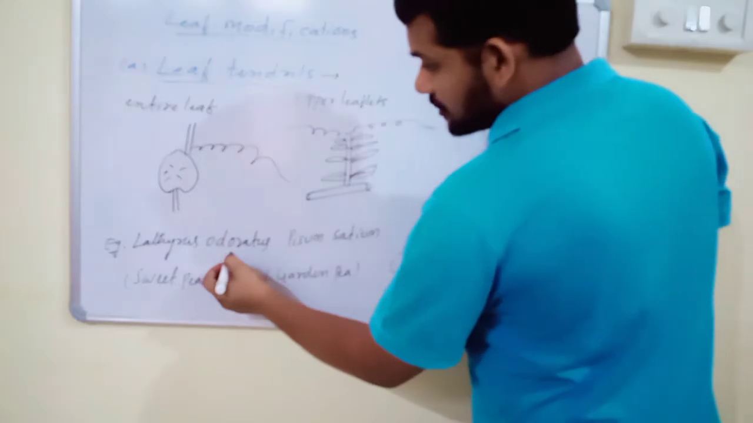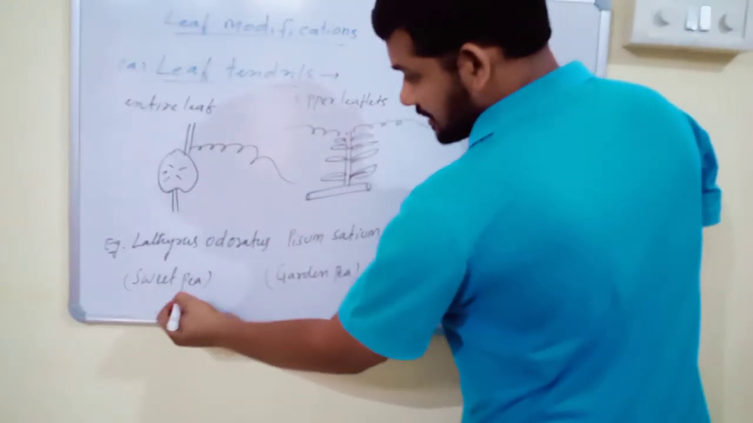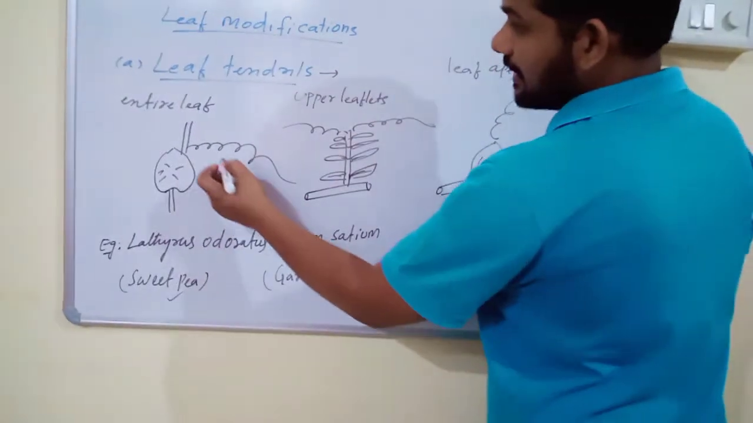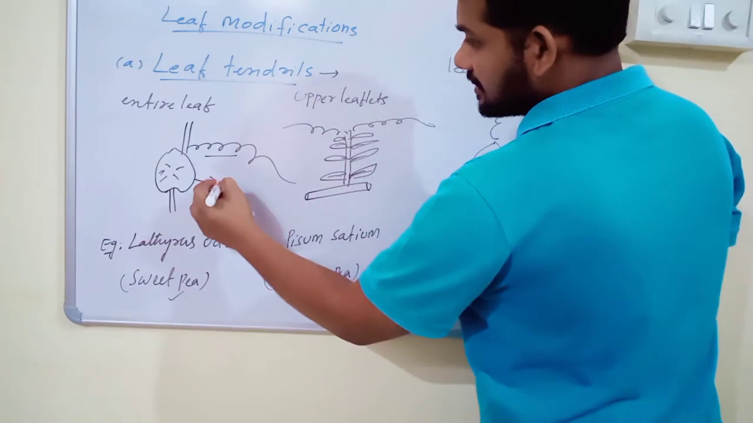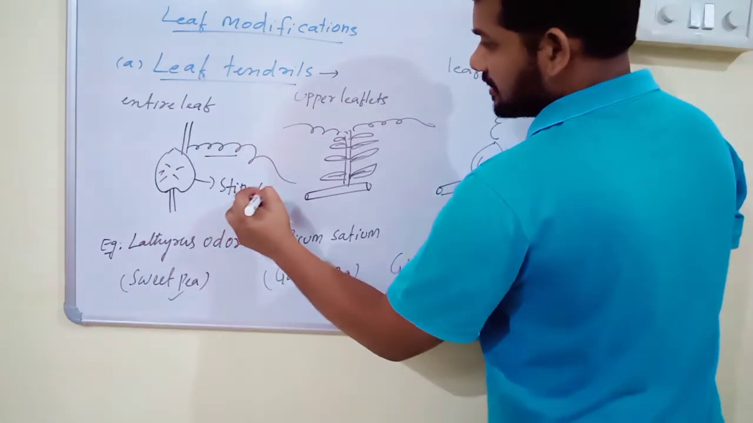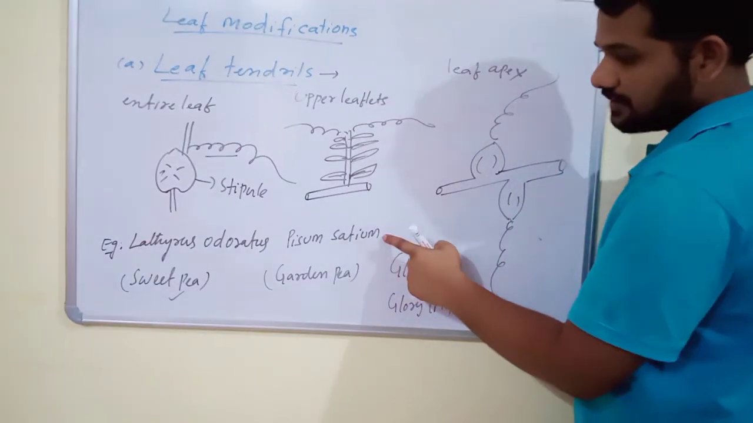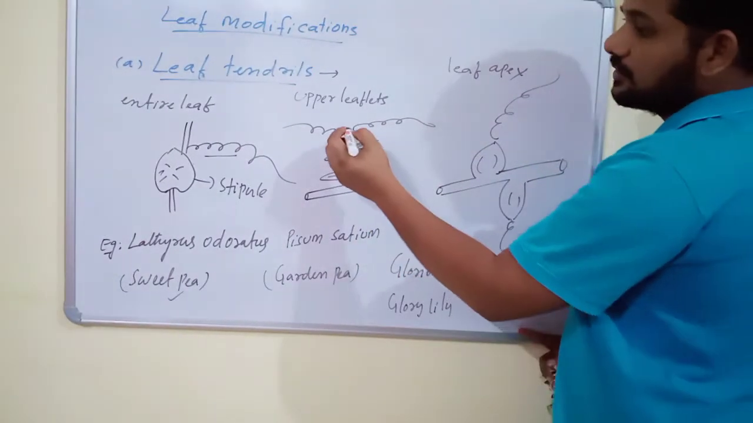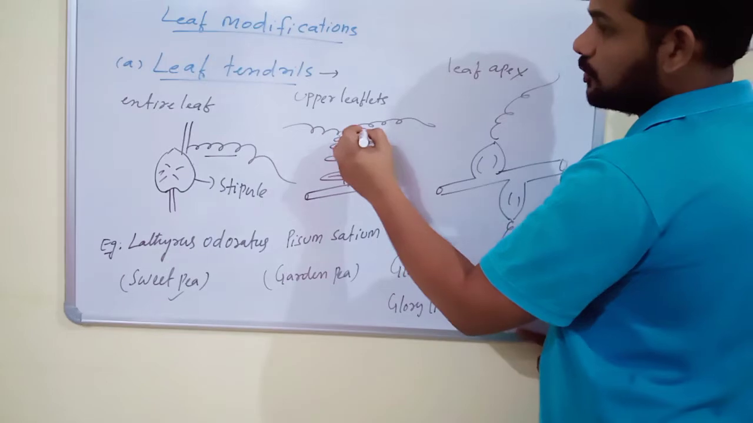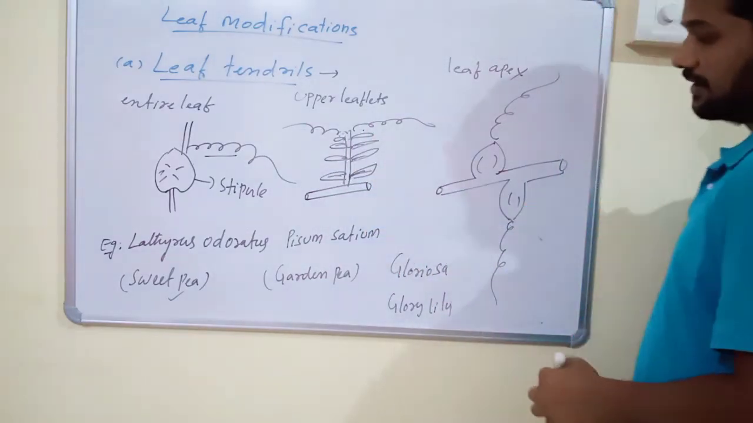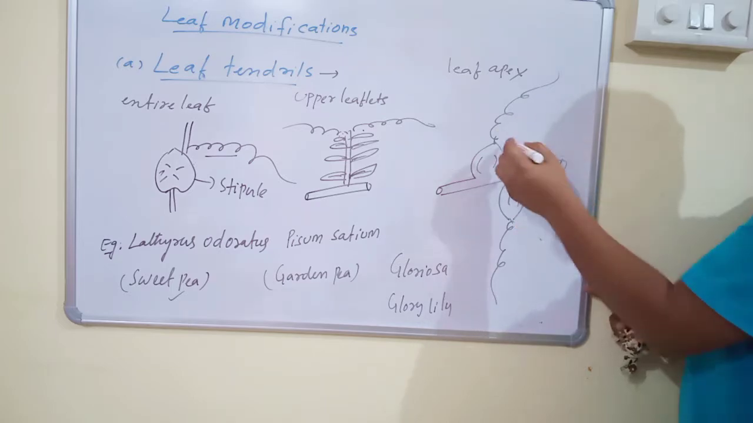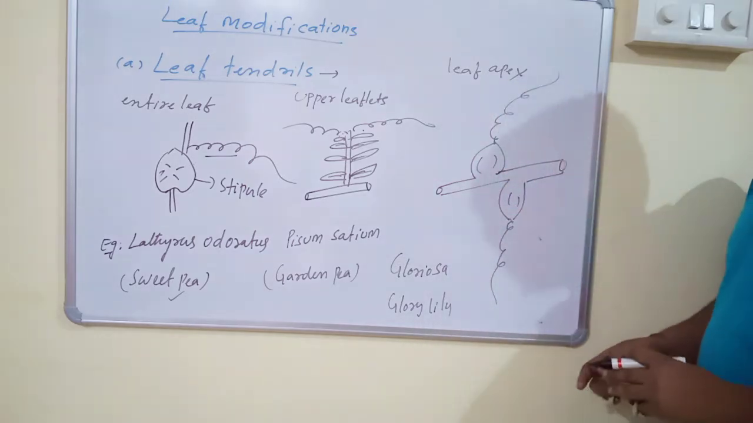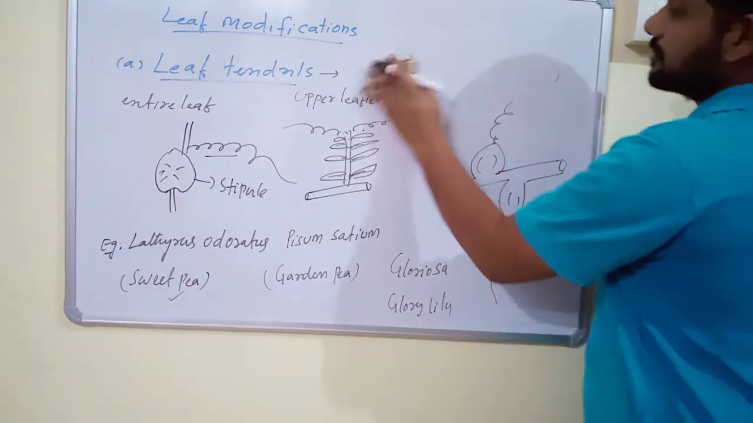Lathyrus odoratus is the scientific name of sweet pea. In it, the entire leaf is modified into a tendril, and this leaf-like structure is the stipule. In the case of Pisum sativum or garden pea, the two upper leaflets are modified into tendrils. In the case of Gloriosa or glory lily, the apex of the leaf is modified into a tendril. This is the first modification.